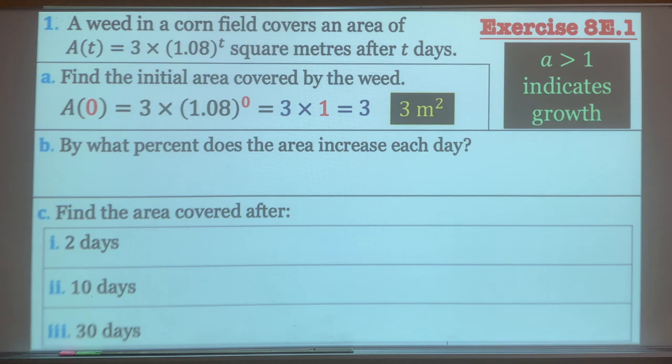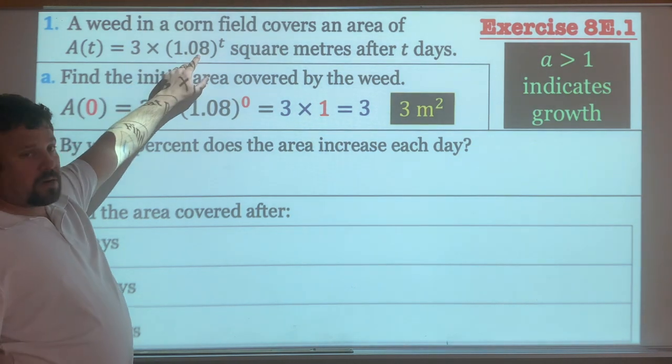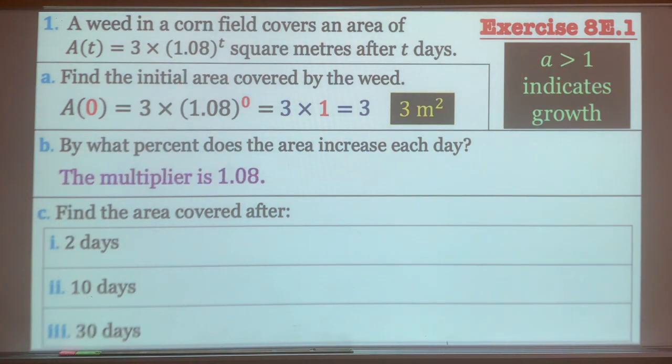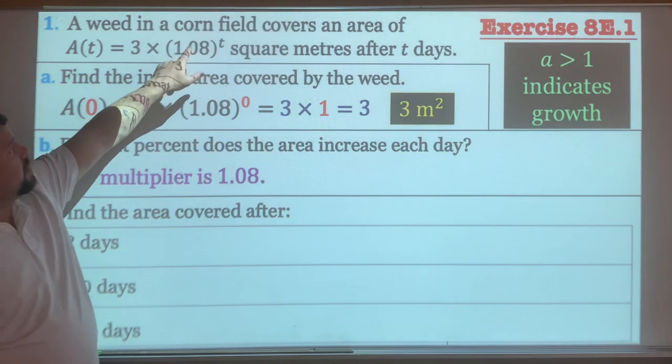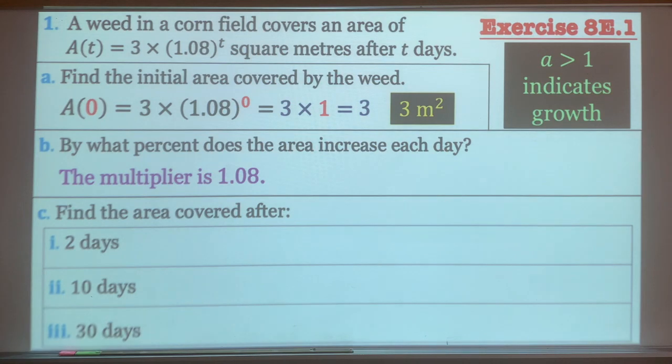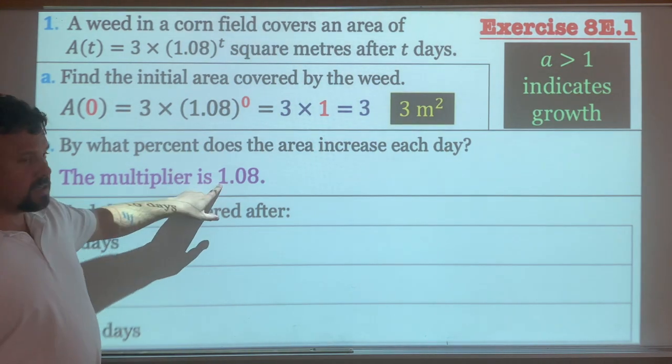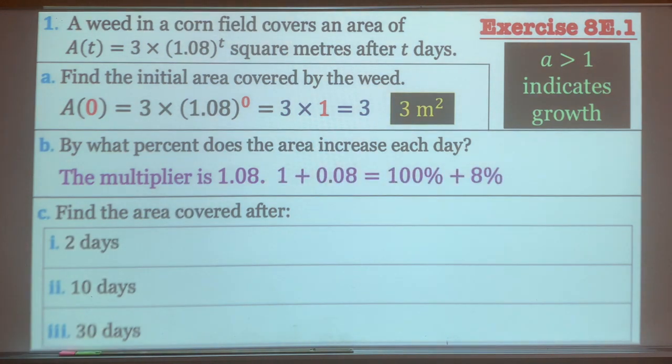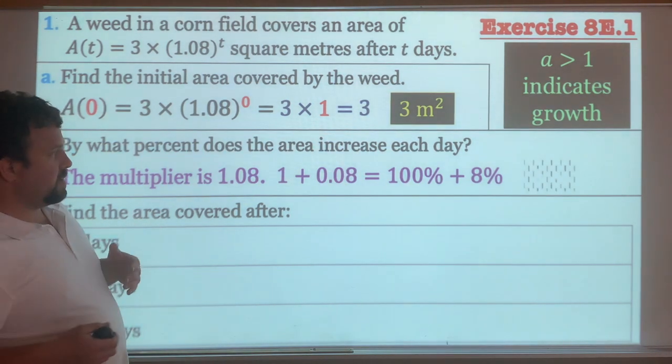By what percent does the area increase each day? So let's look. We have 1.08, right? So it's increasing because it's growth. The multiplier, that's called the multiplier, is 1.08. So in order to find out what it does, what are we adding? 1 is 100%, right? So we're doing 100% plus 0.08, which is the same as 100% plus 8%. So how much does it increase each day? 8%.